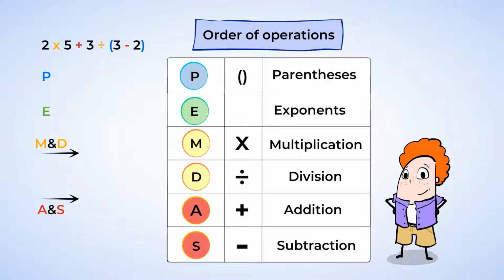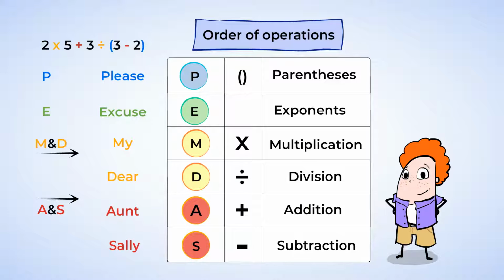Now, one way to help remember the order of operations is by using the acronym PEMDAS. P-E-M-D-A-S. The P stands for parentheses, the E for exponents, M is for multiplication, D is for division, A for addition, and S is for subtraction. And if you're having trouble remembering PEMDAS, you can just remember the sentence, "Please excuse my dear Aunt Sally." Or even better, you can make up one of your own.